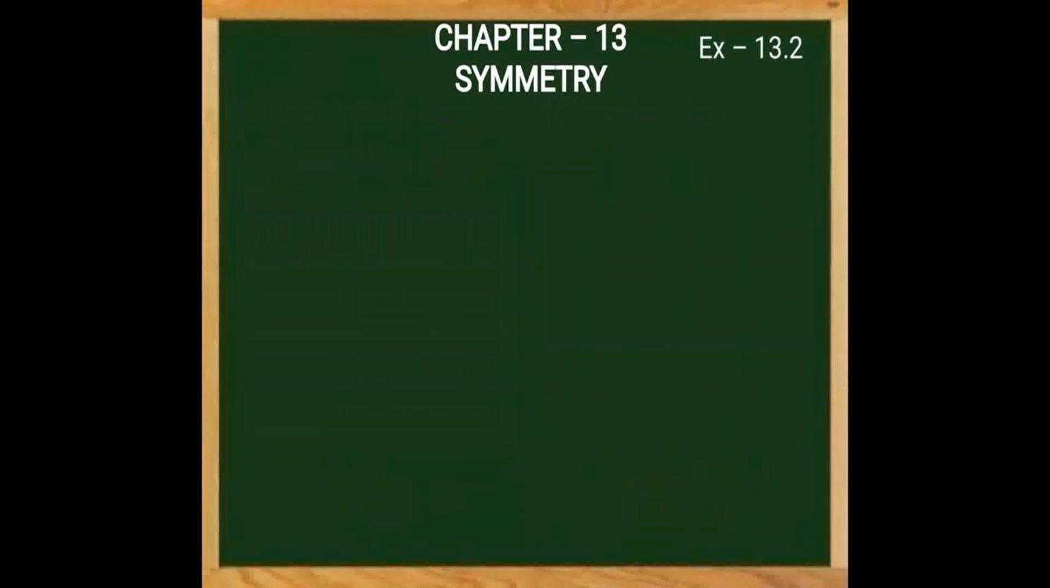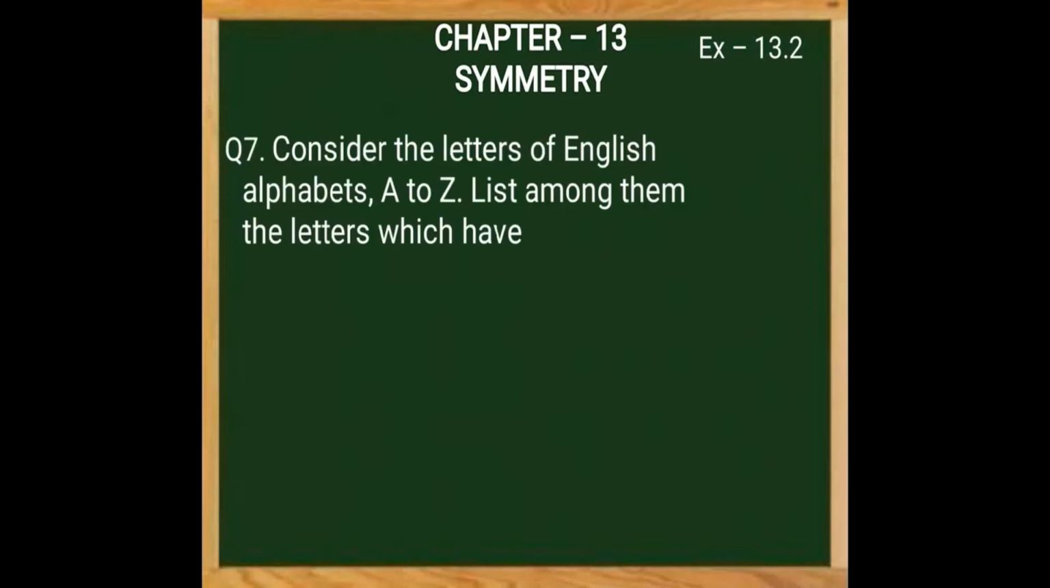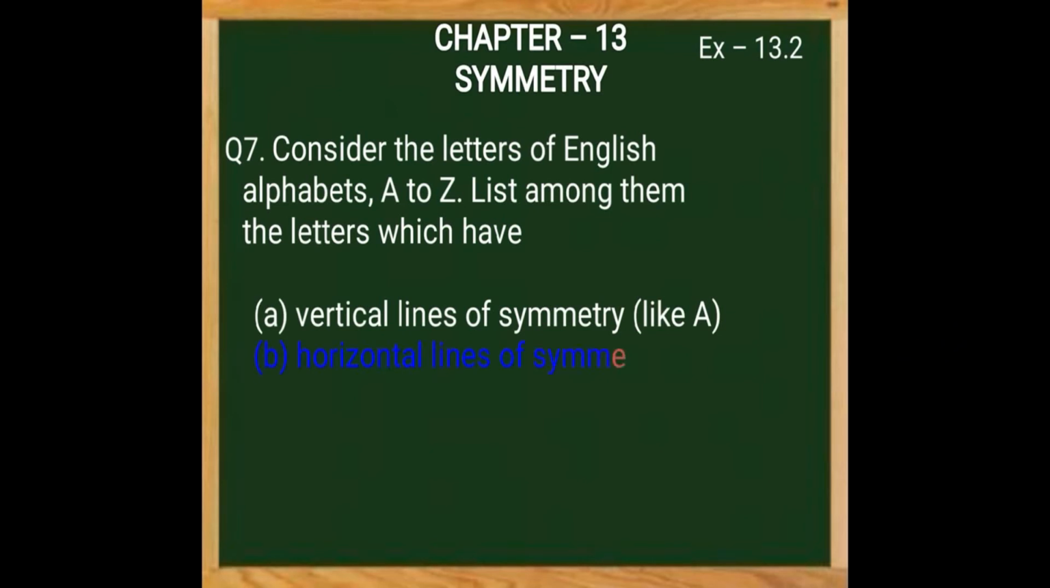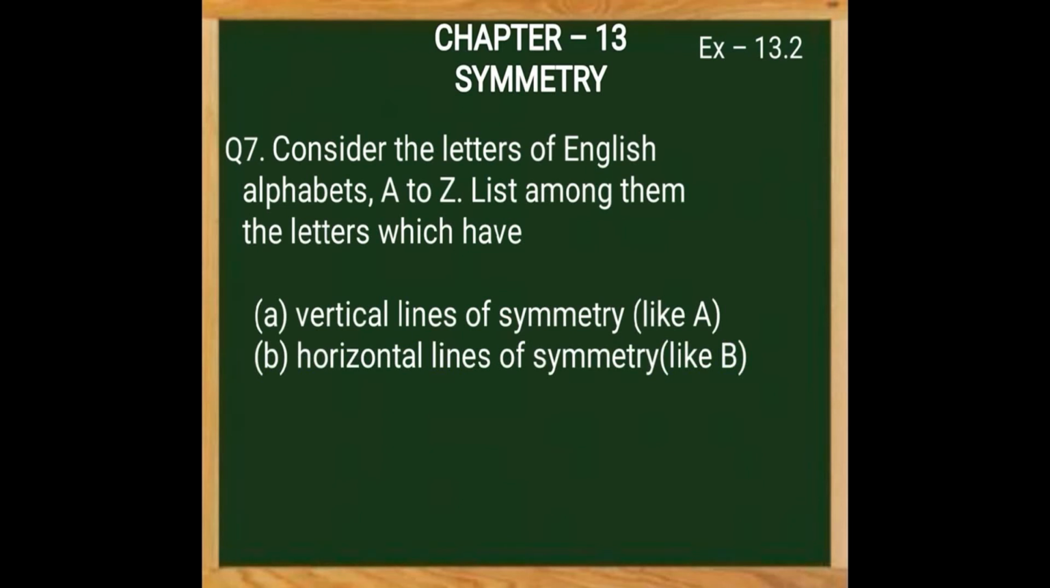So next comes our next question. Consider the letters of the English alphabet A to Z. List among them the letters which have a vertical line of symmetry. So from the alphabet A to Z, we need to list only those letters which have a vertical line of symmetry. B, those which have a horizontal line of symmetry like B. C, those which have no line of symmetry like Q. Let us deal with each part separately.